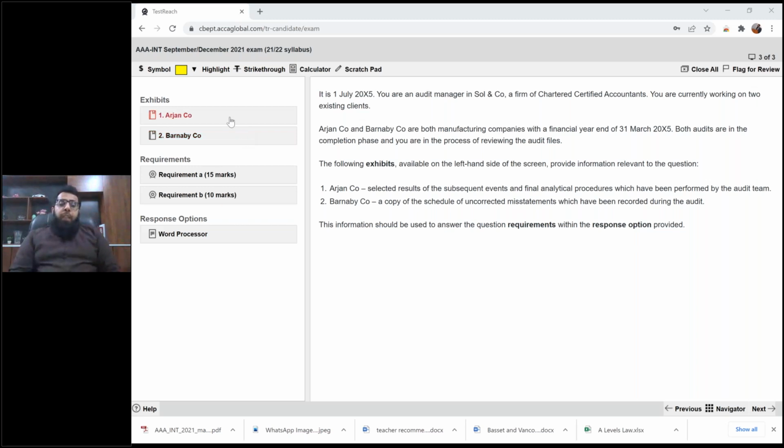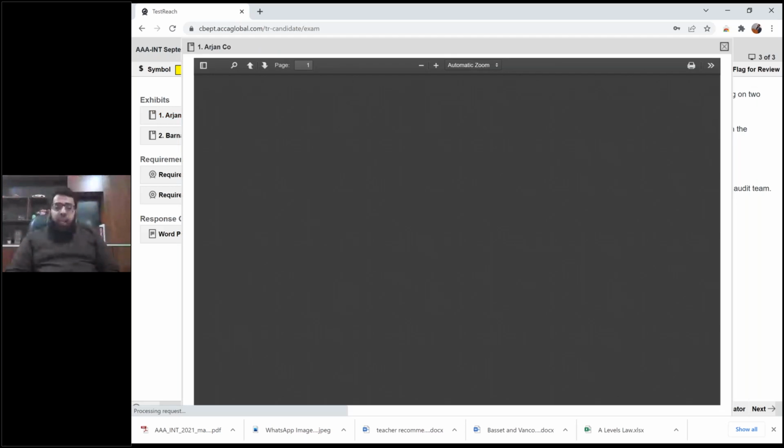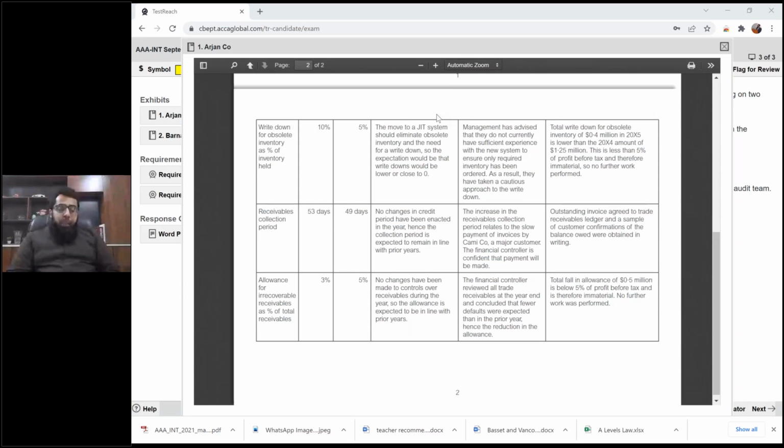Now let's open the exhibit of Urgent Company. If we look at the exhibit of Urgent Company, what we can see is that he has provided us a table in which there are some analytical procedures, some auditor expectations, comments, corroborating evidences, and some subsequent event procedures.